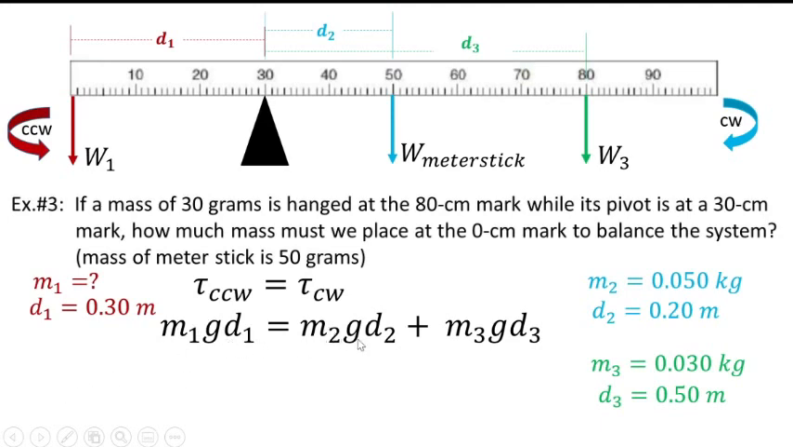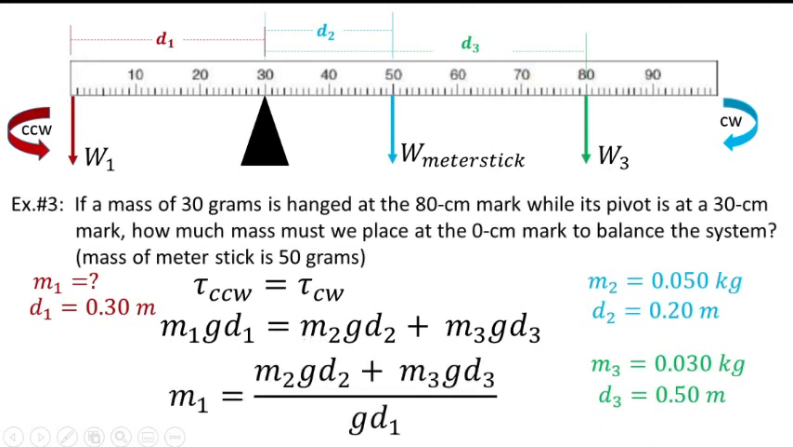While M2G is the weight of the meter stick times the lever arm of the meter stick, which is D2. And for M3G, that is the weight of the added mass here times the lever arm of that weight 3. And since we're looking for M1, let's derive. So M1 is equal to (M2G D2 plus M3G D3) over G D1.